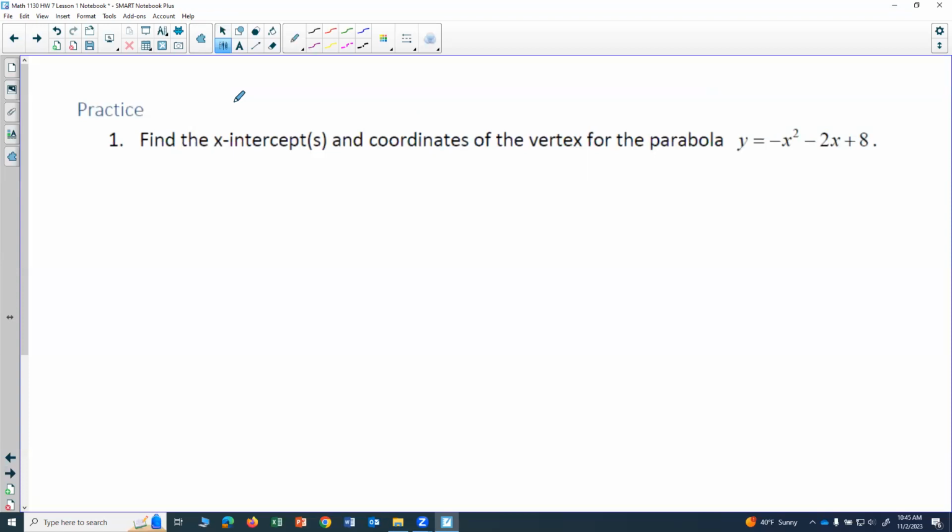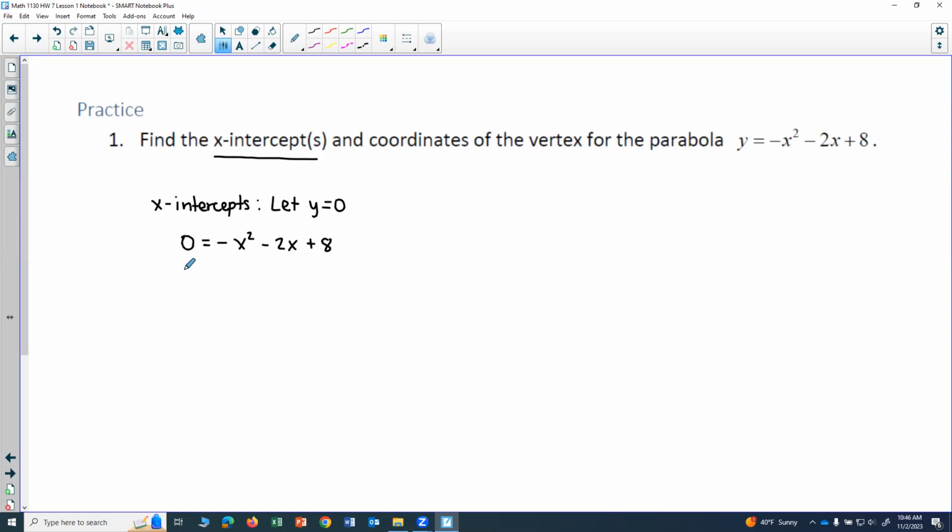All right, so let me start with the x-intercepts. Remember, to find the x-intercepts, what you want to do is let y equal 0 and then solve for x. So for the x-intercepts, I have to let y equal 0. Okay, so my function then becomes 0 equals negative x squared minus 2x plus 8.